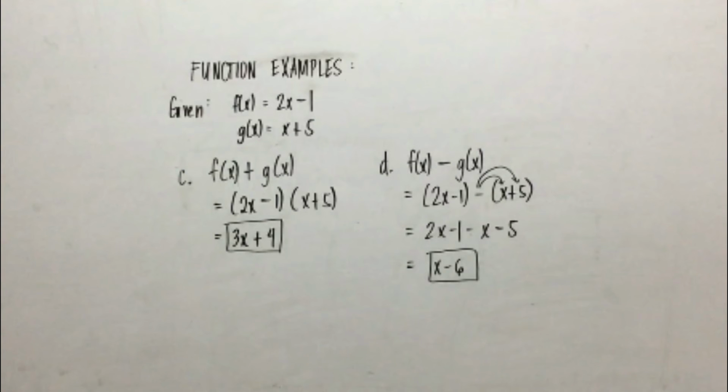For subtraction, we lay out the function values as so, and take the minus sign and distribute it among the values on our second function. We have 2x minus 1 minus x minus 5. And after completing the operation, we now have x minus 6 as our final answer.